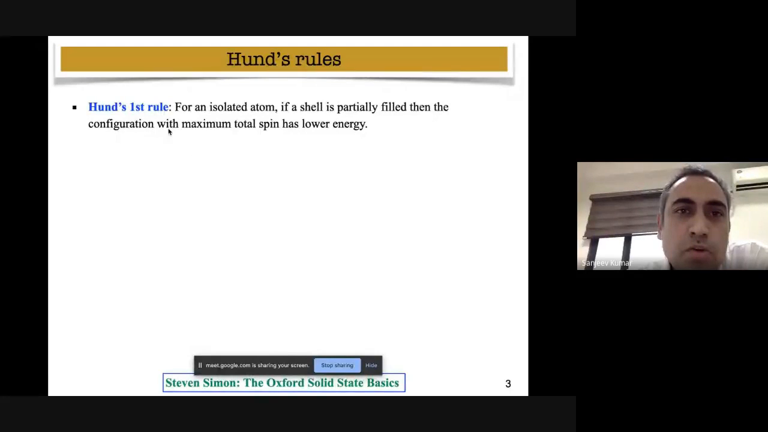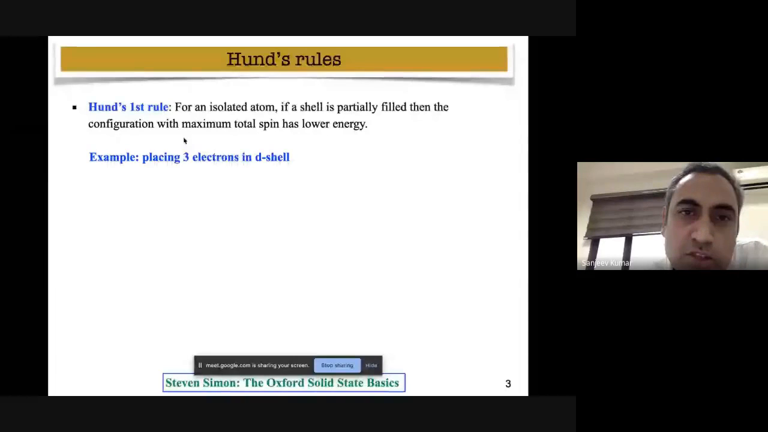We have all read in elementary textbooks that for an isolated atom, when we try to fill the shells with electrons using simple principles, there are something called Hund's rules. The first of those rules is that the configuration with maximal total spin has lower energy. So if you want to fill a shell, you would like to put in electrons with the same spin orientation. Let's understand this with an example.